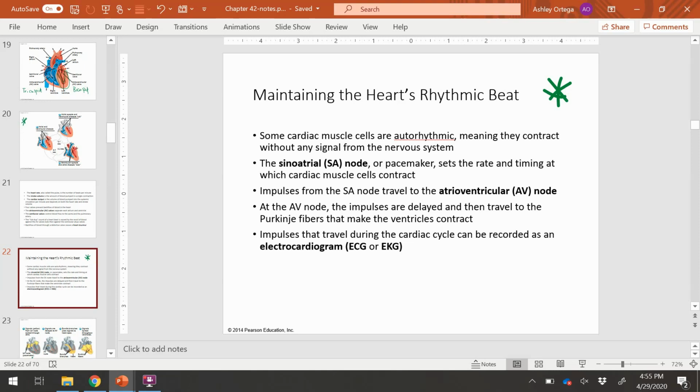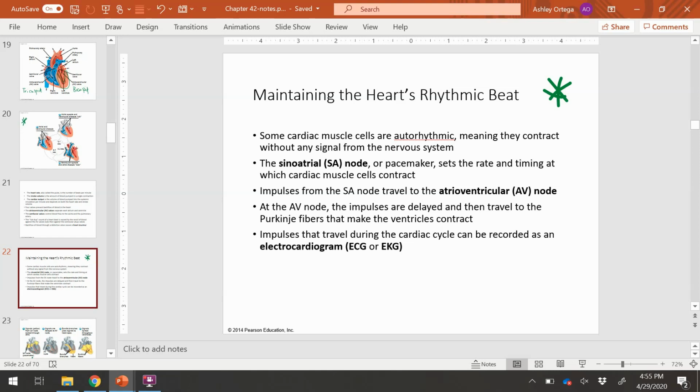And so looking at the heart's rhythmic beat, we'll start out with different regions of the heart, one of which is called the sinoatrial node, or SA node for short. It is also commonly called the pacemaker, as this area sets the rate and the timing at which cardiac muscles contract. Impulses from this node travel to the second node, called the atrioventricular node. If you were to guess based on the name, that would be somewhere around the atrium and the ventricular valves. You'll be correct.